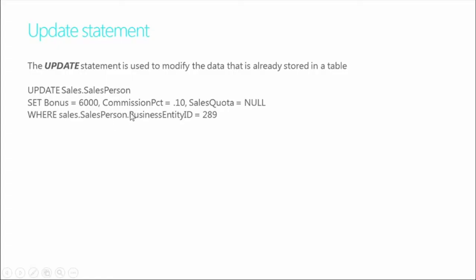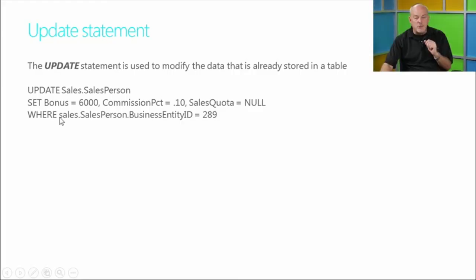All right, the update statement. We're going to update salesperson. Again, I changed this query slightly to stay with our theme. With update, you specify the table. Set is the keyword here. Set bonus equals 6,000, commission percentage equals 10, and sales quota equals null. So what this would do is set those values on those 3 fields where sales.salesperson.businessEntityID equals 289. That's a huge problem if you don't put a where clause on an update statement.